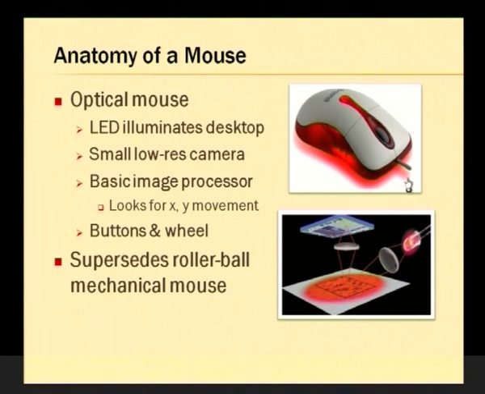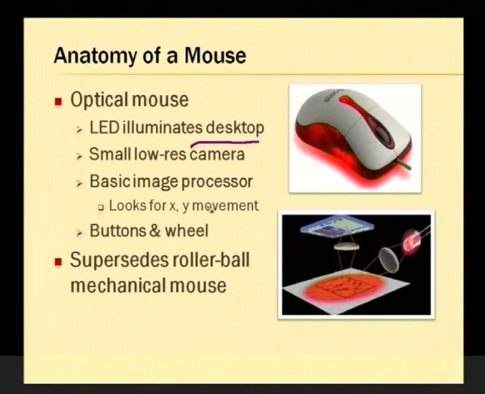There is an optical device which is used to light up the area and sense the movement. If you look at what is inside, these are the components you will see. There is an LED which illuminates the desktop, and there is a small low resolution camera inside your mouse. It is a basic image processor which will look for XY movement. So, you are moving in the X direction or Y direction, and that is what is captured by the mouse. Then there are buttons and wheels which allow you to make the movement.